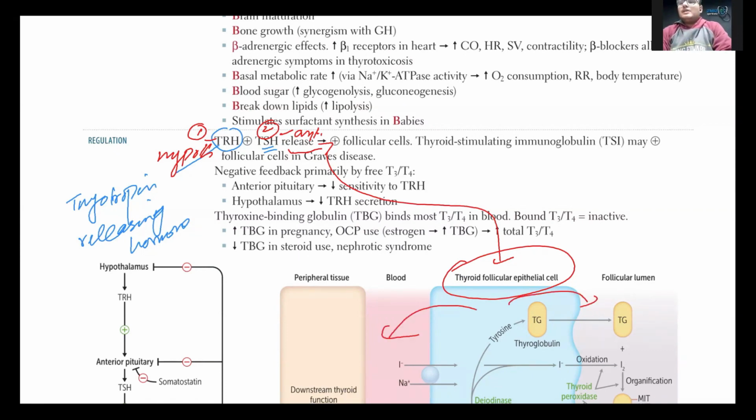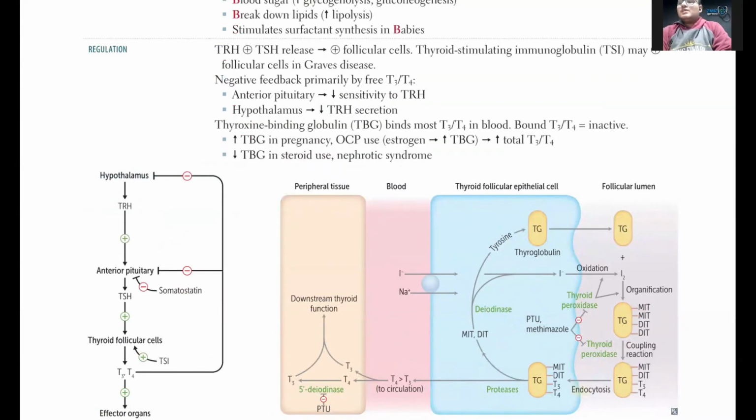Next, thyroid stimulating immunoglobulin may stimulate the follicular cells to produce more and more T3, T4. That happens in Graves' disease. Graves' disease is an autoimmune disease, so there is thyroid stimulating immunoglobulin. Very important, super high yield. Thyroid inhibiting immunoglobulin happens in Hashimoto thyroiditis. Thyroid stimulating immunoglobulin happens in Graves' disease. We will study this in pathology.